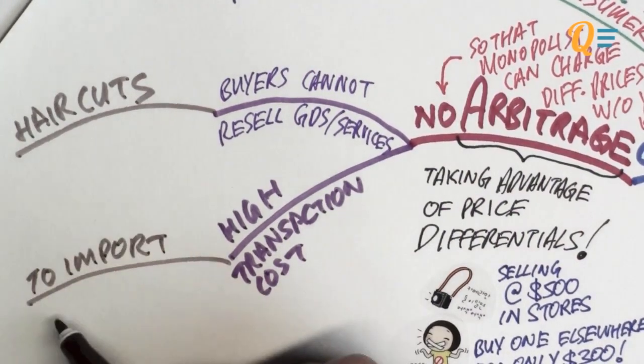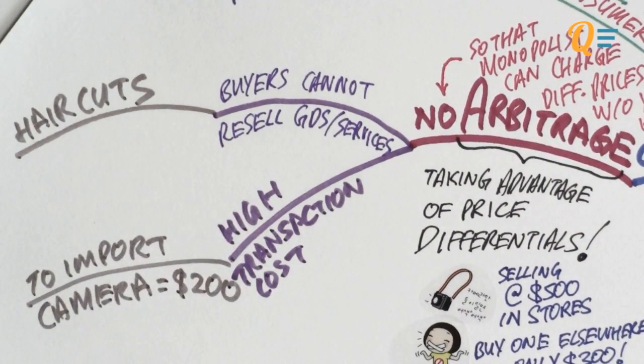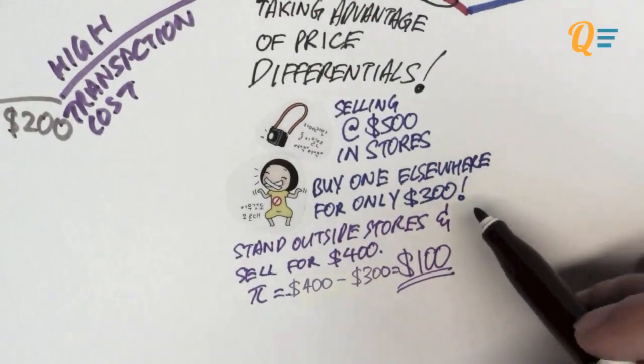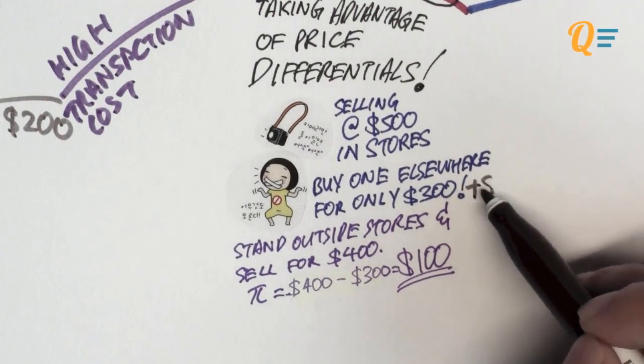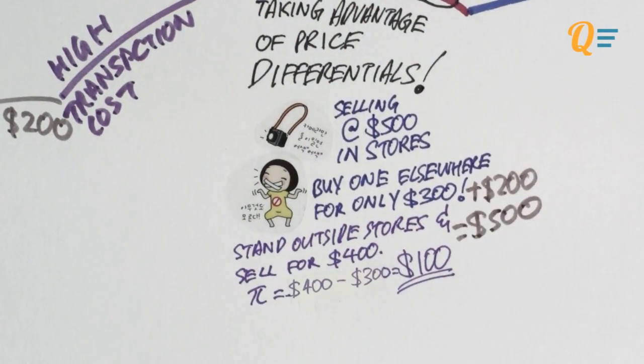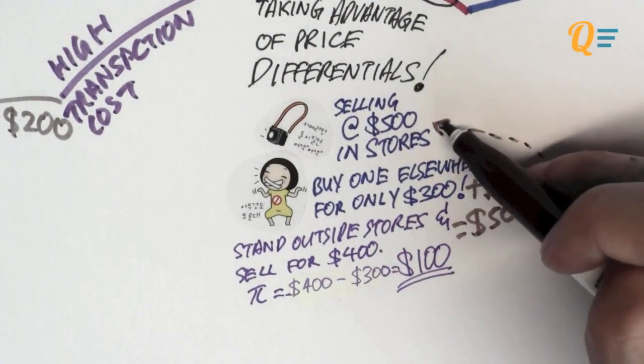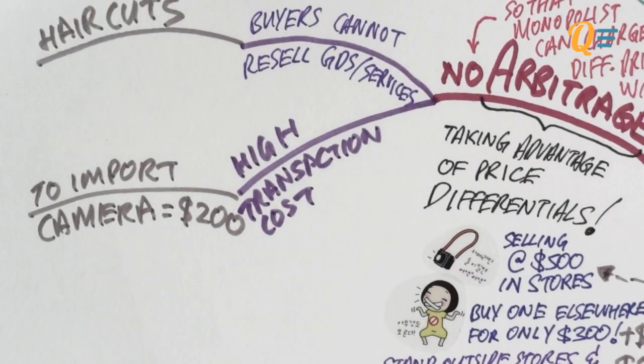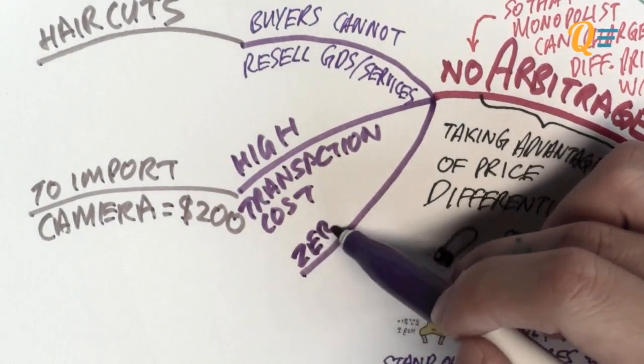The second condition for no arbitrage could be maybe high transaction cost. So think about it. If it's going to cost you $200 to import this camera, do you think you can be making any arbitrage profits out of this? Now you have to add $200 to the price at which you bought the camera, and that makes your total cost $500. So do you think you'll be able to sell lower than $500?